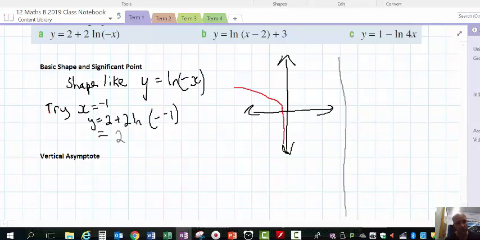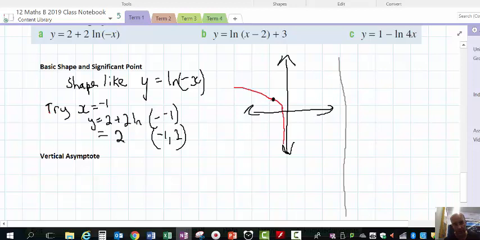2 plus 0 is 2. So when we've got x equals negative 1, we've got the point 0, x equals negative 1, we've got the y value of positive 2, which might be about there. So we can put that in.